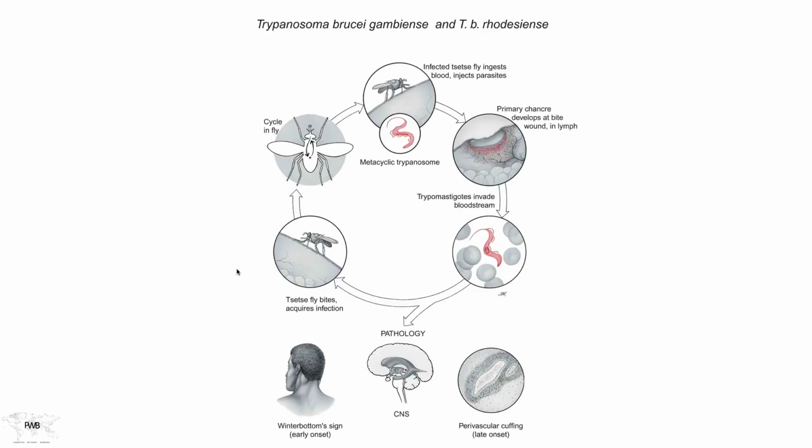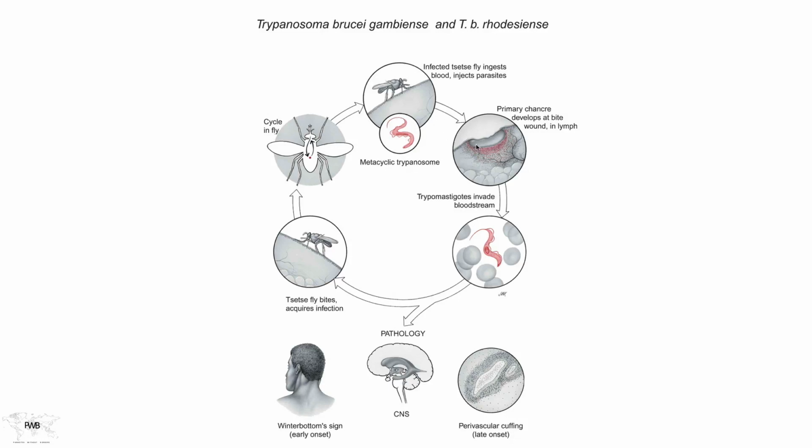Let's look at the life cycle first of this organism, and we'll lump them together because basically they both behave similarly in the mammalian host. So the tsetse fly bites. It's an infected tsetse fly, of course. It injects its load of trypomastigotes. In this case, it's known as a metacyclic trypanosome.